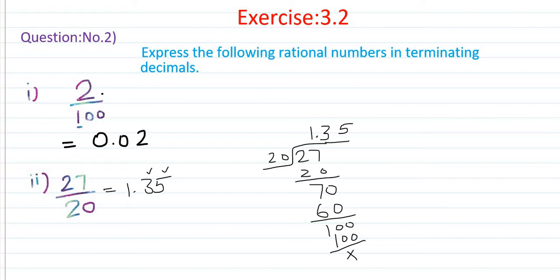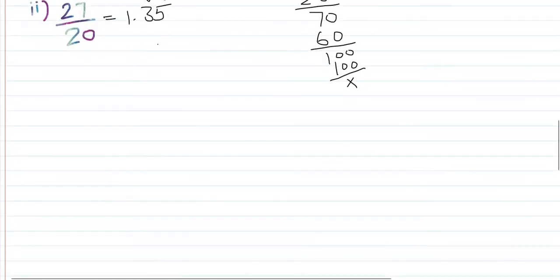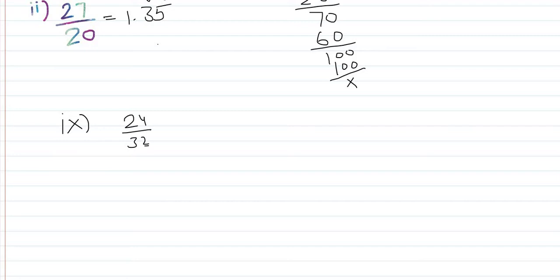Okay, now we solve this part number 9. That is 24 over 32. You can see in the last there are even numbers, so they will be cancelled out by 2. 2 ones are 2, 2 twos are 4, 2 sixes are 12, 2 eights are 16, 2 threes are 6, 2 fours are 8. In the last we get its lowest form, that is 3 over 4.